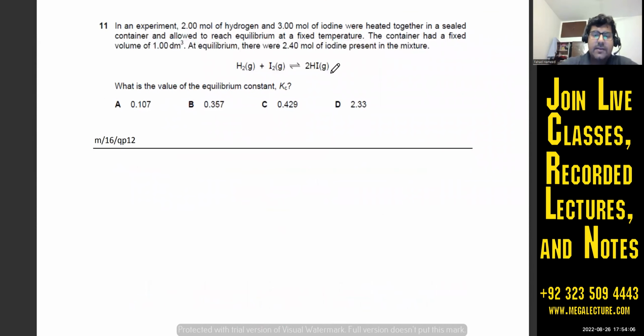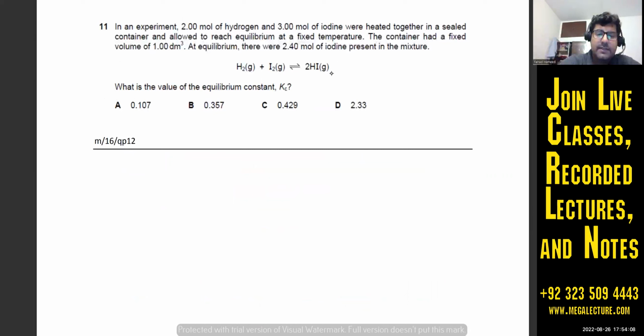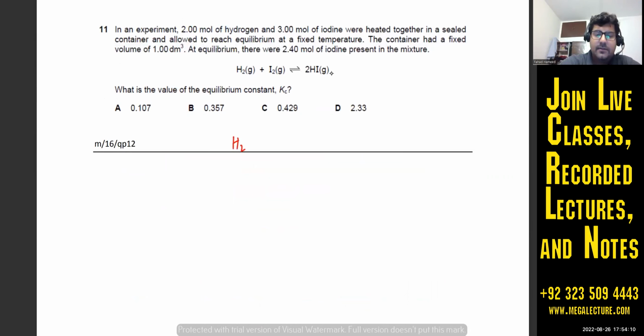Okay, there's H2 and I2 in equilibrium with 2HI. ठीक है, just revision of what you know stuff. You know this stuff already, ठीक है? So I've got 2HI. तो क्या करते थे? You had initial moles.